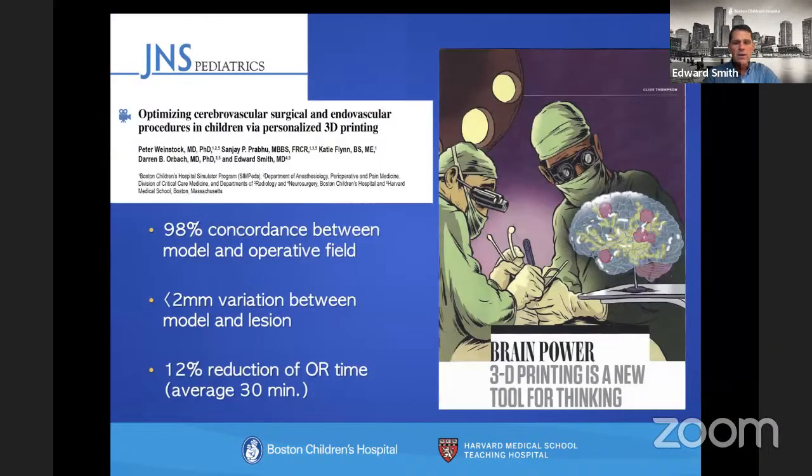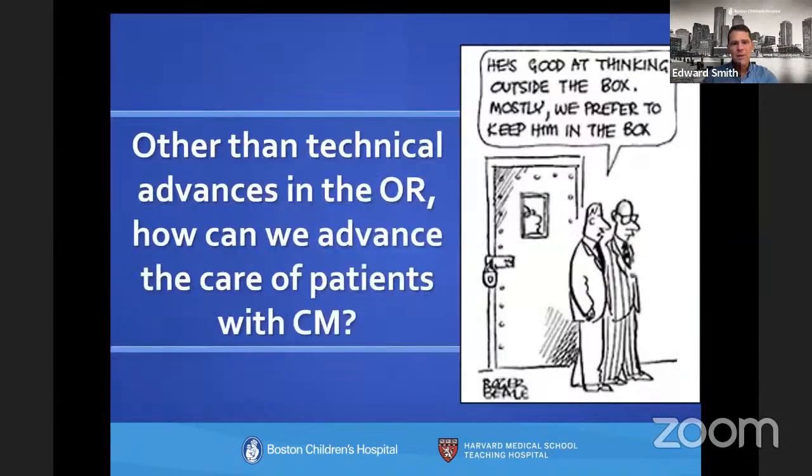So the takeaway here, I realize not everybody has it, but these can be sent out for particularly challenging cases. Very high concordance between the model and the operative field, 98%. There's less than 2 millimeters variation. And the big thing is we shorten the OR time by about 12%. So this can really help, not just for making the case safer, but for those of you that have cost-conscious hospitals, we can save some money. And we've published this, but it really helps with teaching.